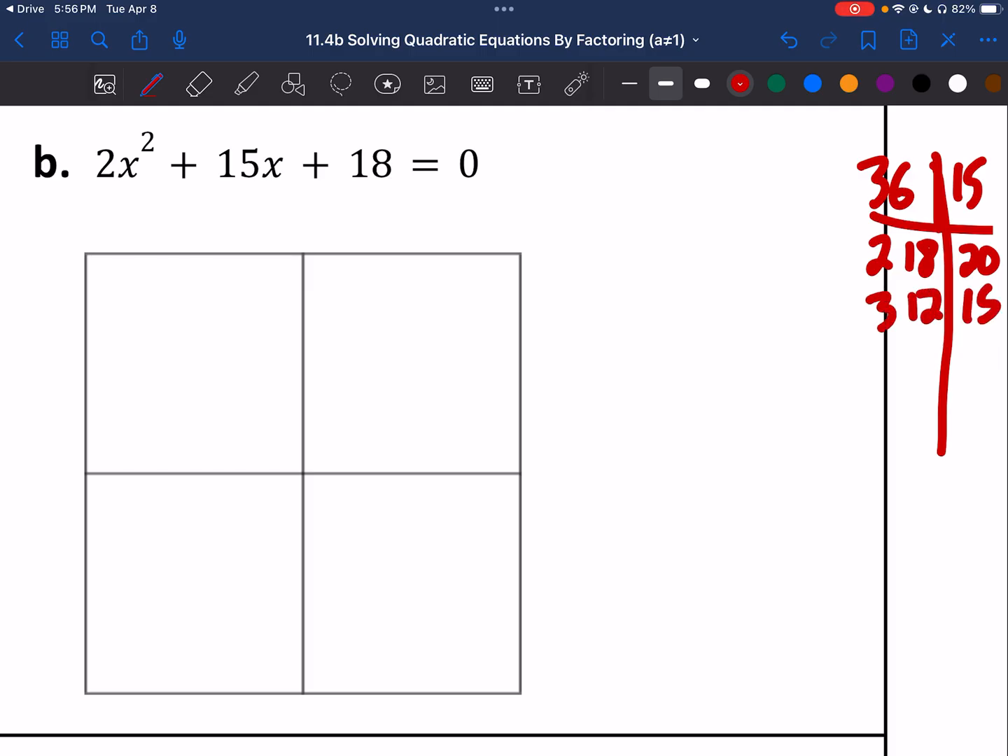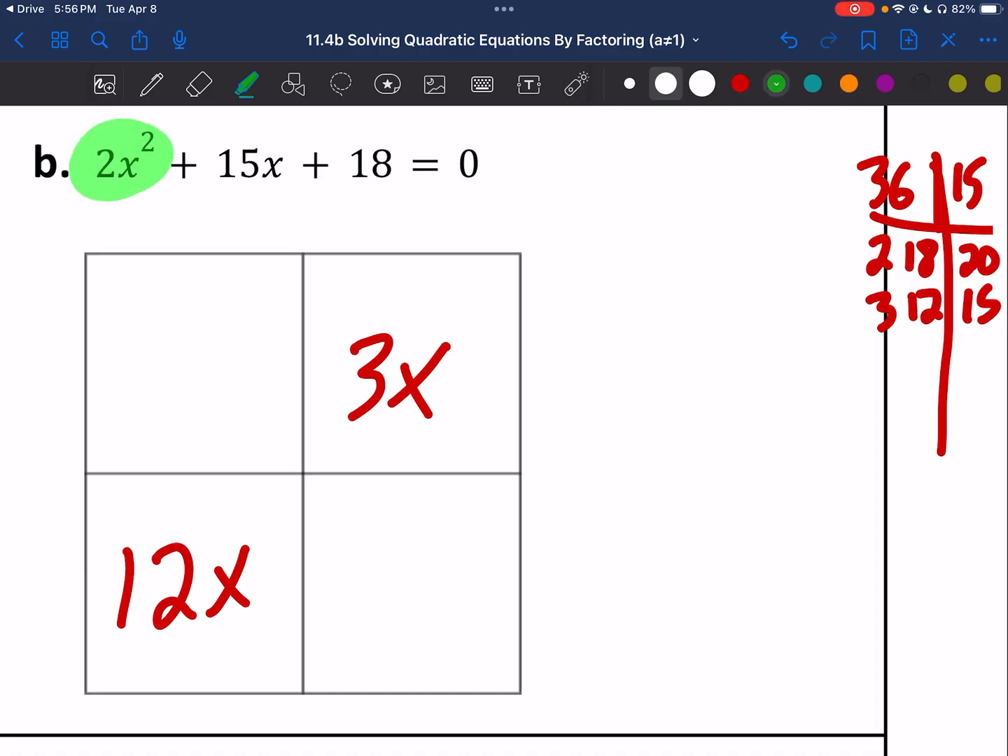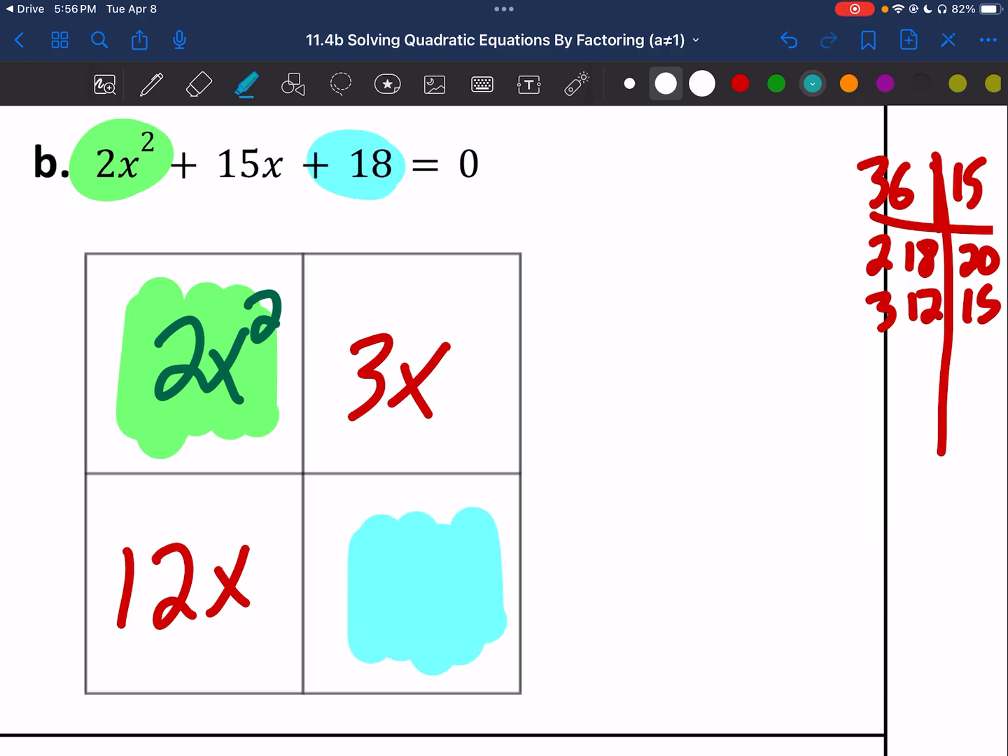So I'm going to take those pieces. We have 3x, we have 12x, and let's just remember that our green piece, so this piece right here, the a term goes in this box. So we're going to write that in, 2x squared. And our blue piece, which is right here, is going to go in this box. And we have positive 18. So now let's do our factoring. We're going to go rows and columns.